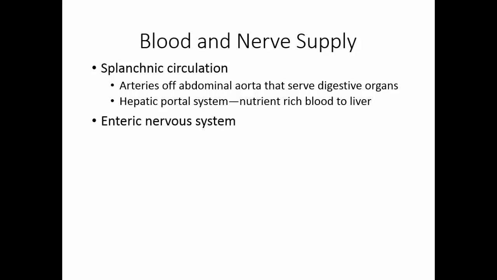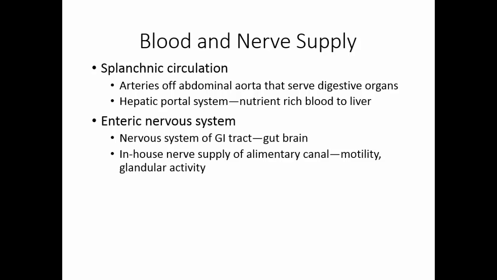The digestive system also has its own nervous system, the enteric nervous system. This is sometimes called the gut brain. This is an in-house nerve supply that serves the alimentary canal. It is responsible for the motility and glandular activity of the digestive system. There are 2 nerve plexuses, the submucosal nerve plexus, which goes to the submucosal layer, and the myenteric nerve plexus, which goes to the muscularis.